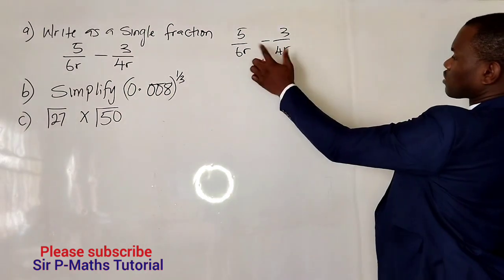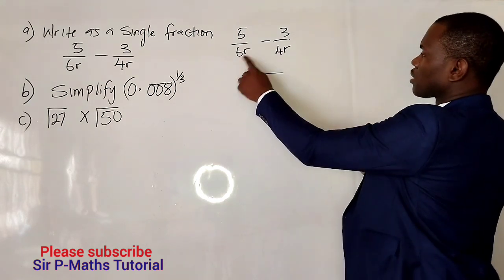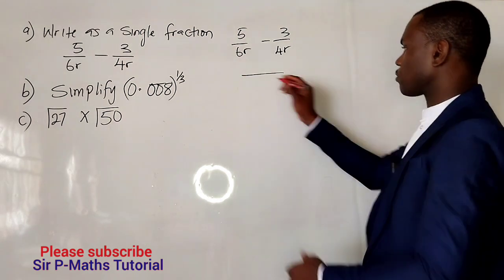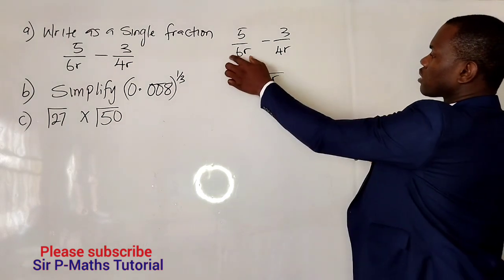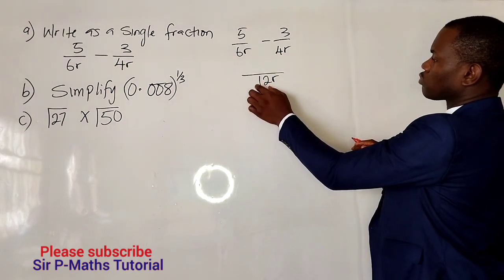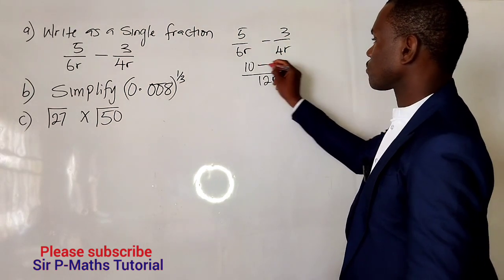Okay, since we are subtracting two fractions, we solve with LCM. And the LCM of 6r and 4r is 12r, not 12. Now 6r divided into 12r will give me 2. 2 times 5 is 10.